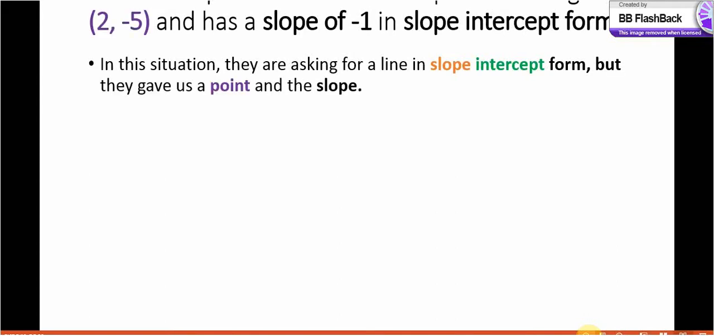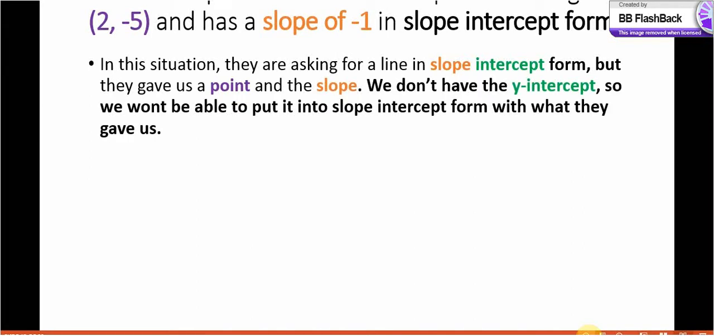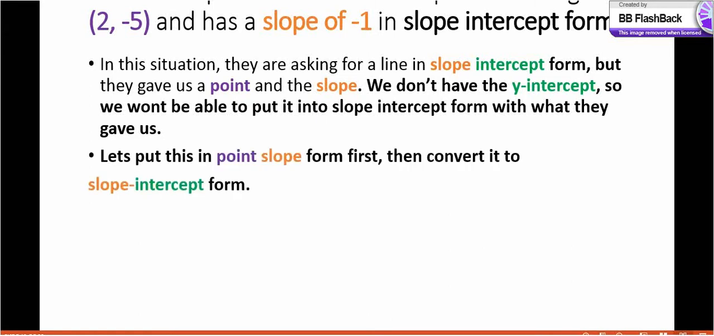But they gave us a point and the slope. We don't have the y-intercept, which is what we need in slope-intercept form. So we won't be able to put it into slope-intercept form with what they gave us. But since we have a point and a slope, we know something that has that in the name, and that's point-slope form. So let's put it into point-slope form first and then convert it to slope-intercept form.